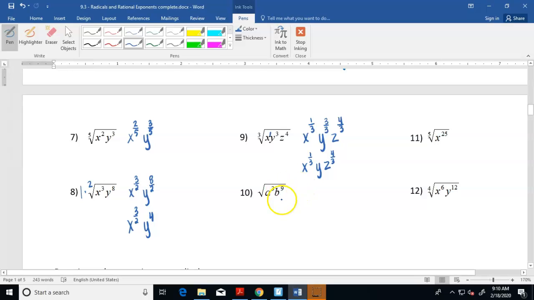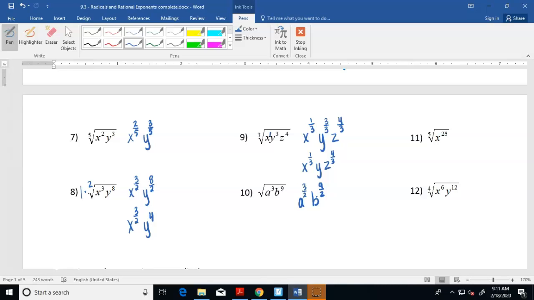Monica, what would we get for number 10? Good? Very good. Will anything simplify there? It will not. We'll leave it alone.